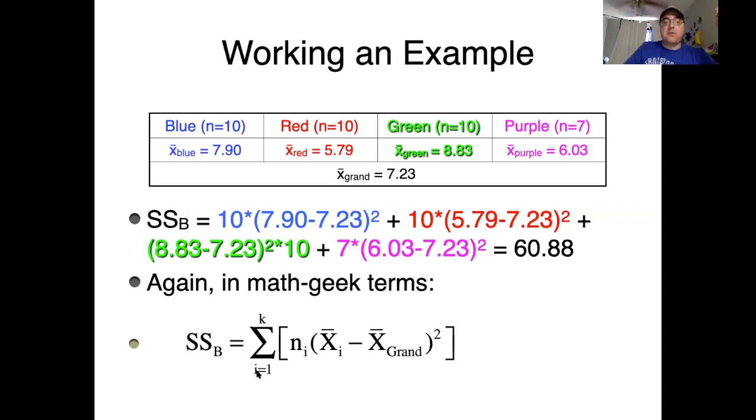for the first group, i equals 1, that is n of i, n of 1 in this case, it was 10. You take the average of that first group, you subtract the grand mean, square it, multiply it by how many people were in that group, and then add that to the next result, the next result, the next result, until you hit K, the number of groups.